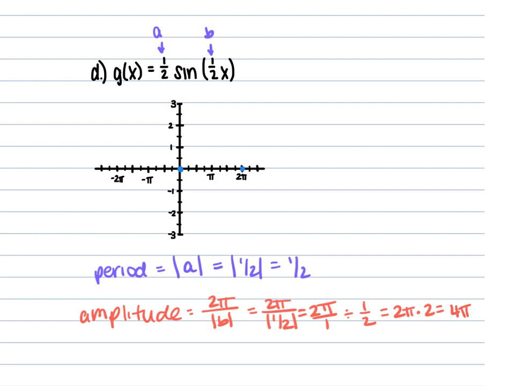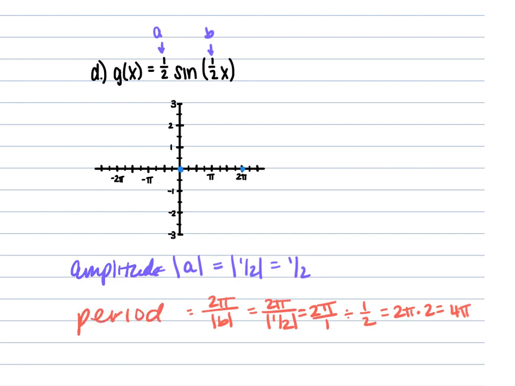So we want to think to ourselves, where is our period? Or sorry, your amplitude, these are switched. Your amplitude is your 1/2. I'm sorry. Your amplitude is your 1/2. Your period is your 4 pi. So, I'm going to do it again too. Amplitude, period.